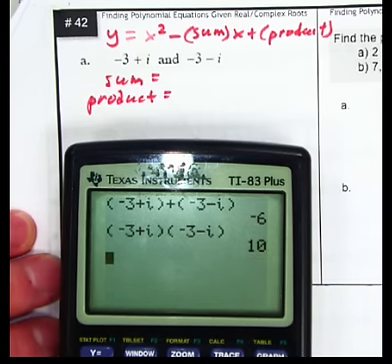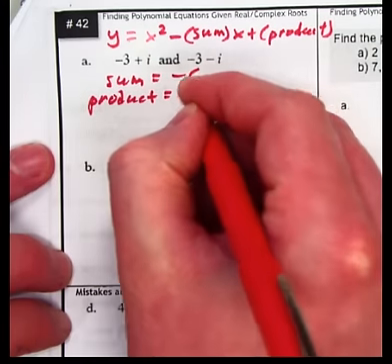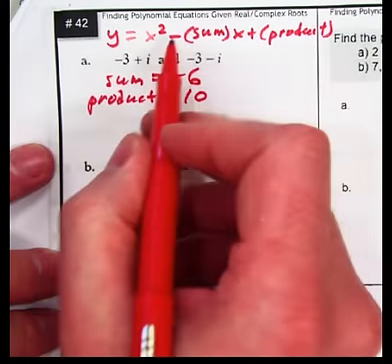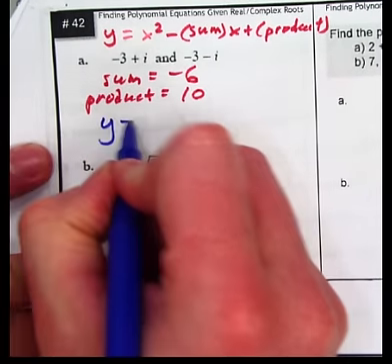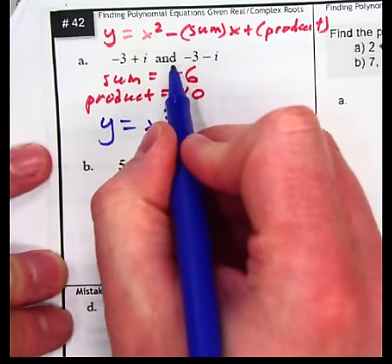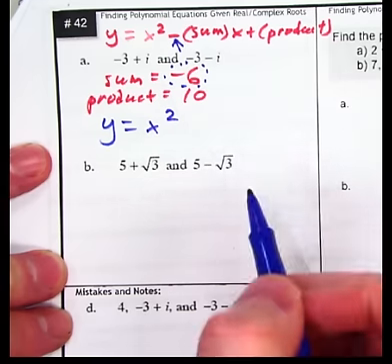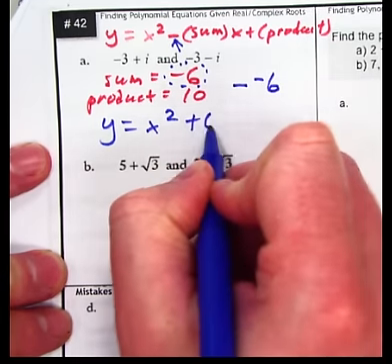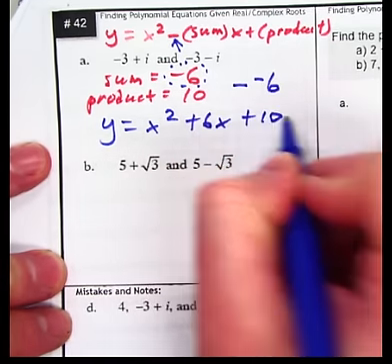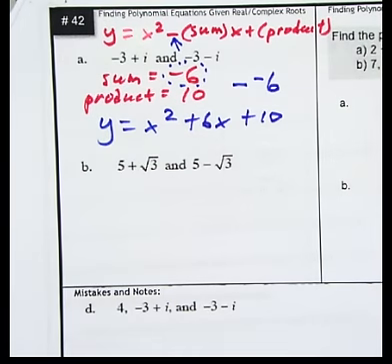It's a calculator typing activity. So then I just get -6 and 10, and then I can put that in my equation in each of those spots. So then my equation would be y equals x squared. Now be careful, because this is a -6 already, and we're putting it in a minus some position, so that would be like minus a -6 or plus 6x and then plus 10. And there is the equation that would give you the roots, -3i minus 3i.